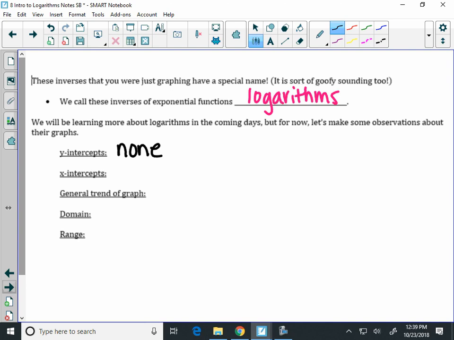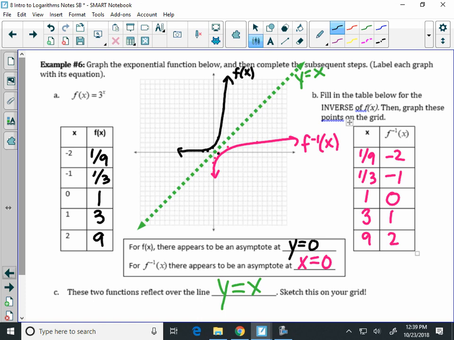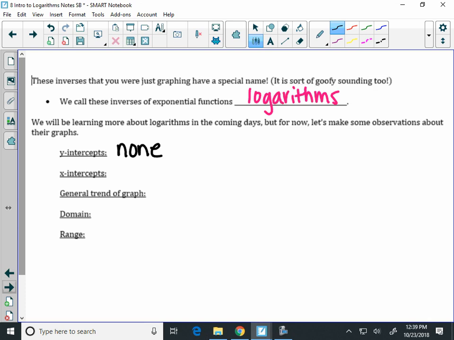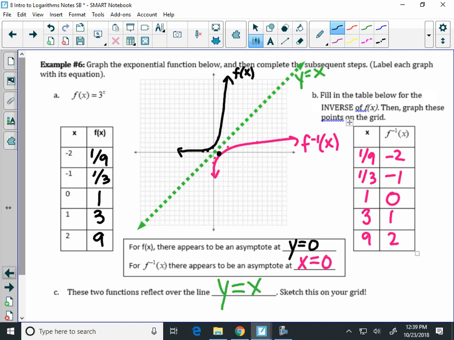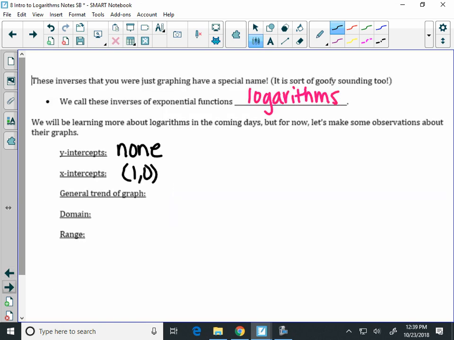What about x-intercepts? Where do these graphs cross the x-axis? Rachel? 1, 0. Right? Both of them crossed at 1, 0. Which, I just want to point out, if I look at the exponential graph here, its y-intercept is at 0, 1. Notice 0, 1, 1, 0. Those are opposite points. So everything about these graphs is switching. Right? So we have y-intercepts, x-intercepts.